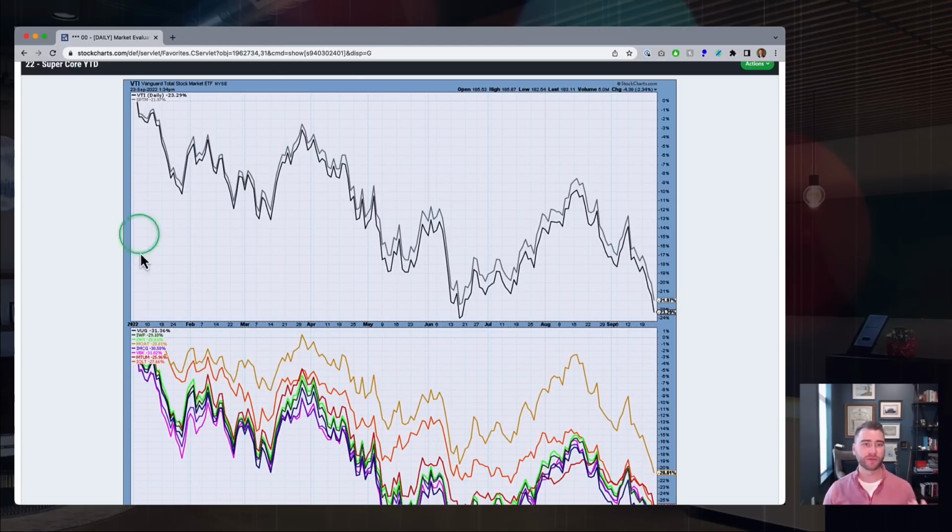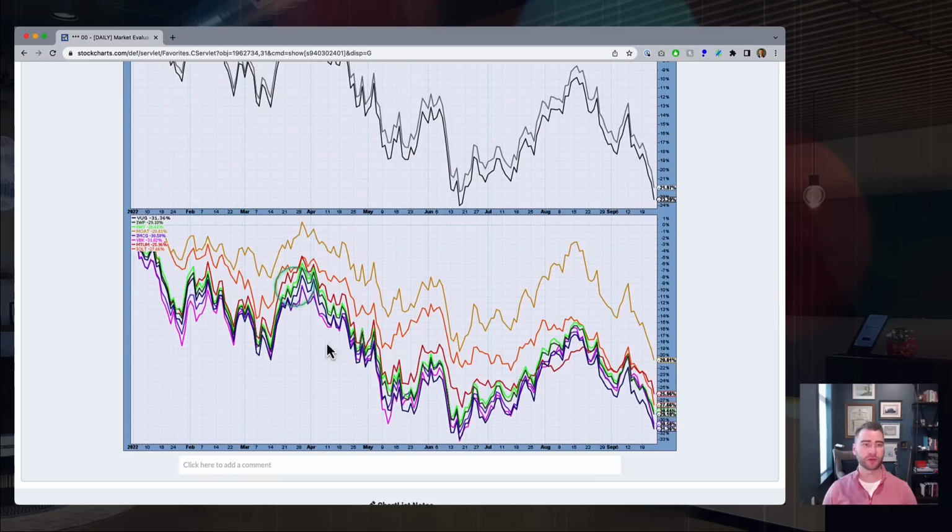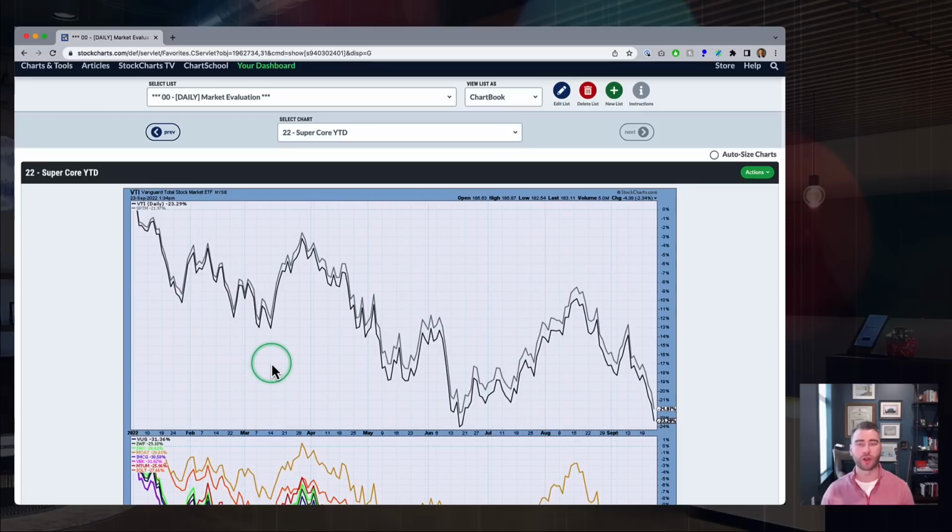Maybe you've got a couple of your ETFs up in the top panel and a couple of your stocks in the lower panel. Anything that you can think of, you can use this chart as a starting place. So that's my daily market evaluation. And again, I use this every single day. I can flip through it pretty quickly, a little bit slower when I'm explaining everything to you. But that is what that chart list contains.